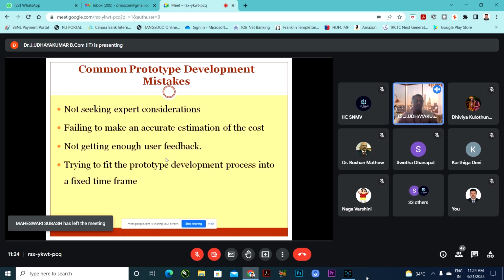So prototype development of any part of production is important. You have to be careful and you have to do a lot of planning. You have to get expertise help, which makes the work easier and also saves time. Without help from expertise, it will be very difficult for us to frame a product. So prototype is very essential.